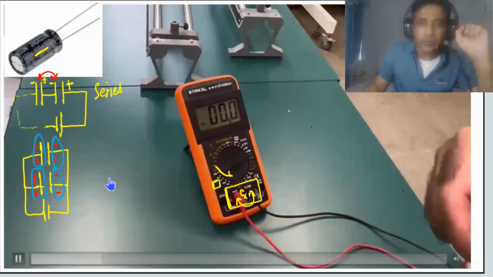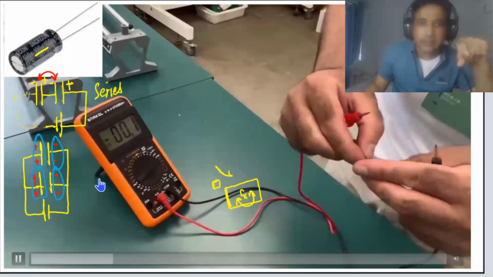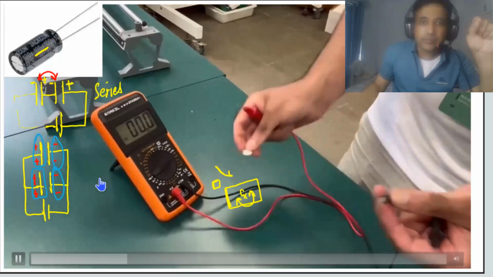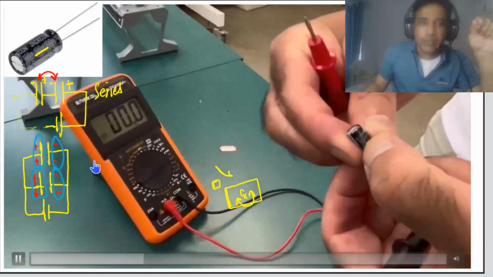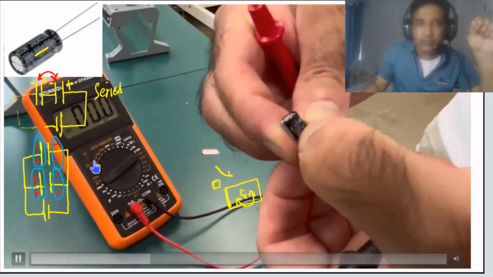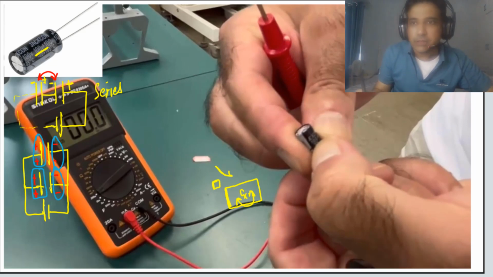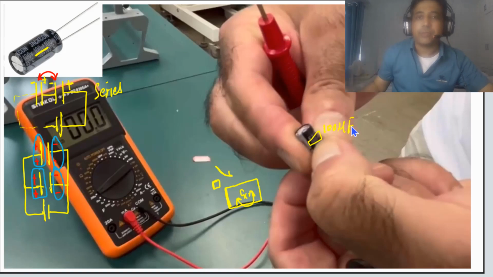Watch this video carefully. So I have a capacitor here. I will remove this label, and if you can see, 100 is written on this capacitor. If you look carefully, the capacitance is written on this capacitor, that is 100 microfarad. 100 microfarad is written on this.